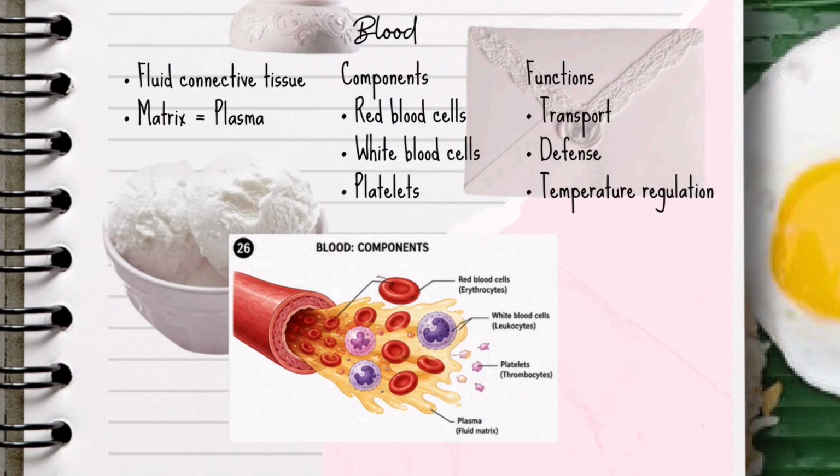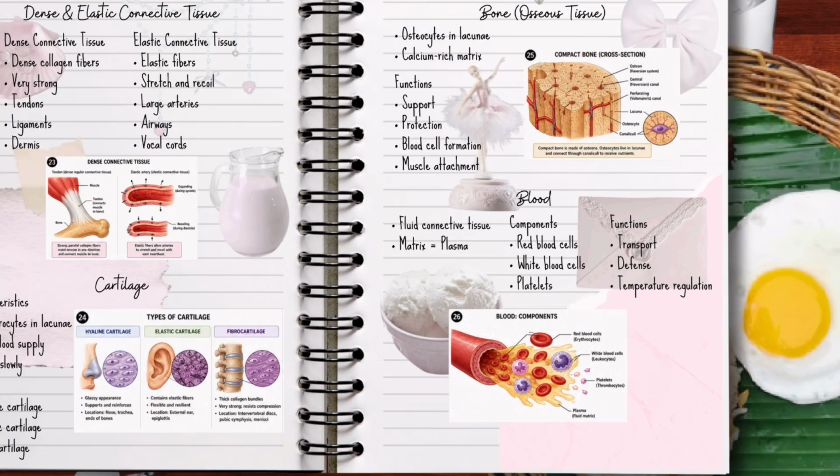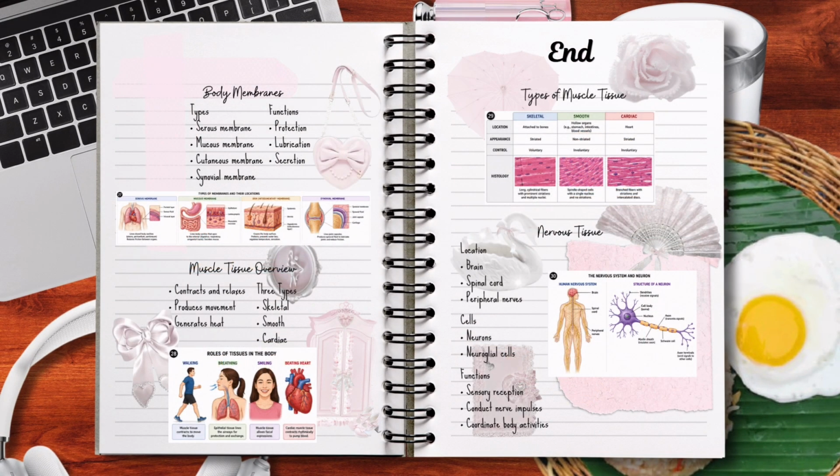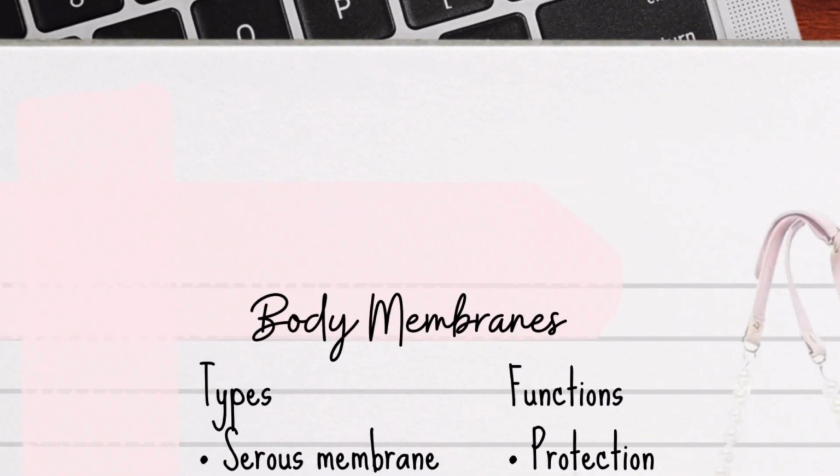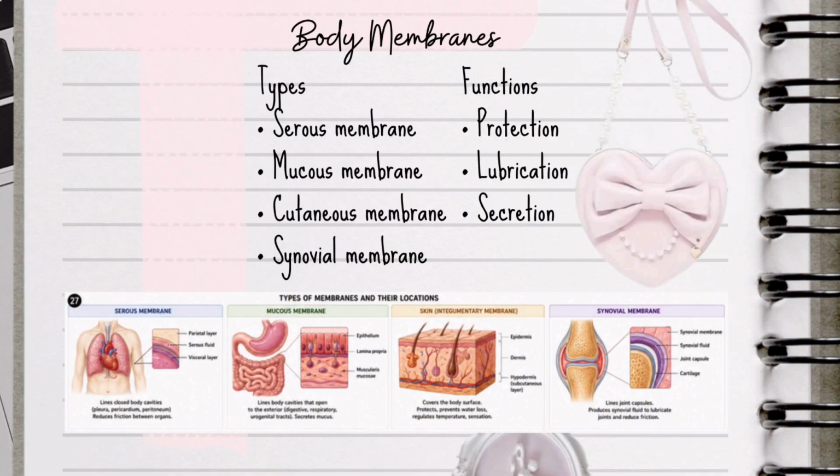With that, we've completed the major types of connective tissue. Before we move on to the next major tissue type, there's one more important concept to cover: body membranes. These membranes are formed by combinations of epithelial and connective tissues, showing how different tissue types work together. Serous membranes line body cavities that do not open to the outside, such as the thoracic and abdominal cavities. They secrete serous fluid, which reduces friction between moving organs.